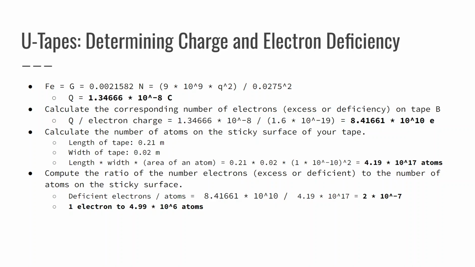And then from this, we can calculate the number of atoms on the tape itself by using the surface area and the area of an atom. The calculation is shown below, finding that we have about 4 times 10 to the 17th atoms. Using these two numbers, we can calculate the ratio of the electron efficiency to the number of atoms by dividing them, which gives us a ratio of 2 times 10 to the negative 7th, meaning for 1 electron, there are about 5 times 10 to the 6 atoms.